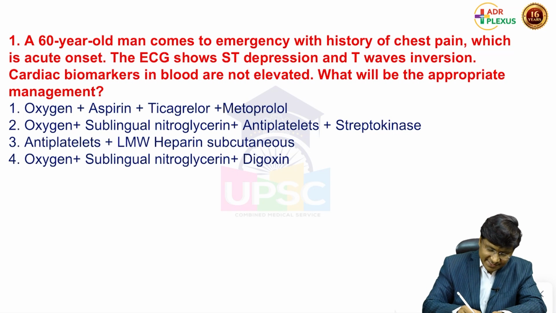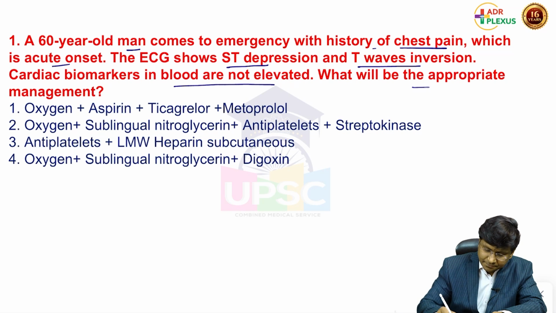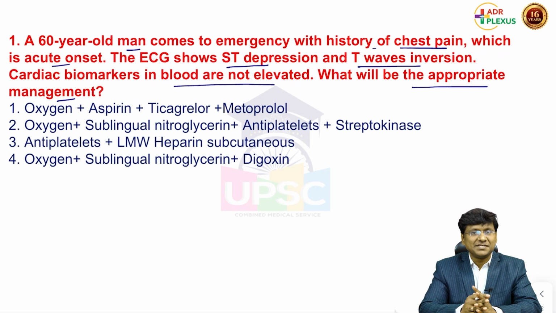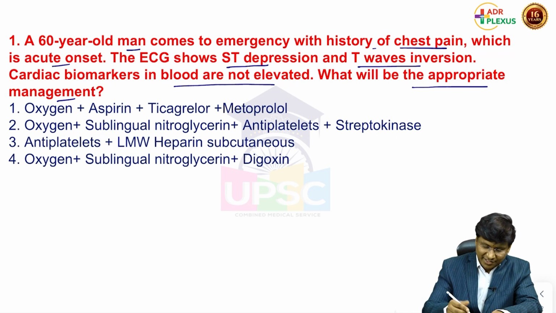We have a 60-year-old man who comes to the emergency department with a history of chest pain which is acute in onset. The ECG shows ST segment depression and T wave inversion. The cardiac biomarkers in the blood are not elevated. What will be the appropriate management in this patient? The options are oxygen, aspirin, ticagrelor and metoprolol.